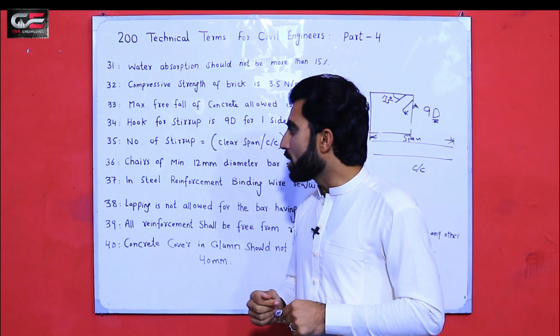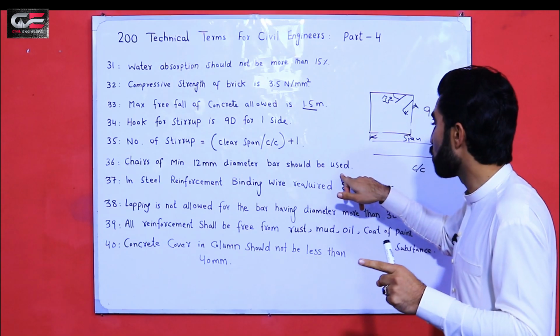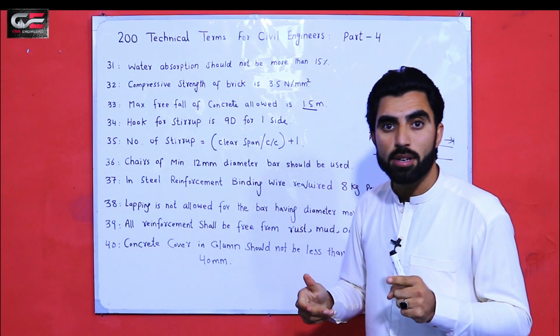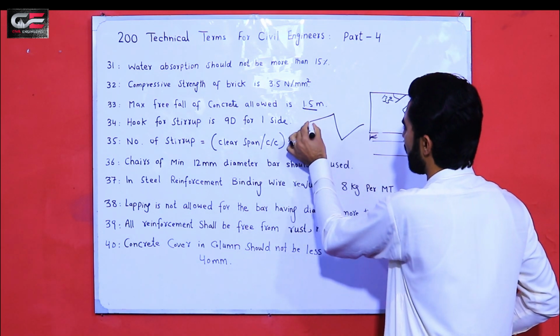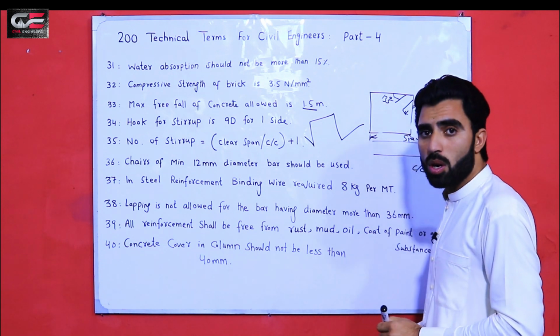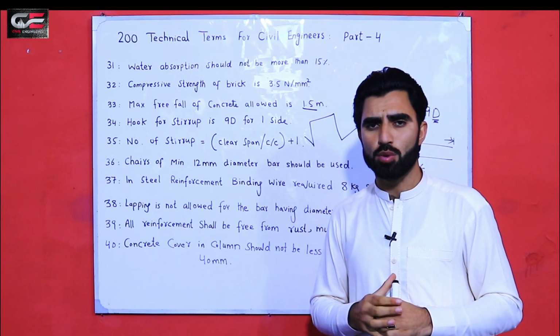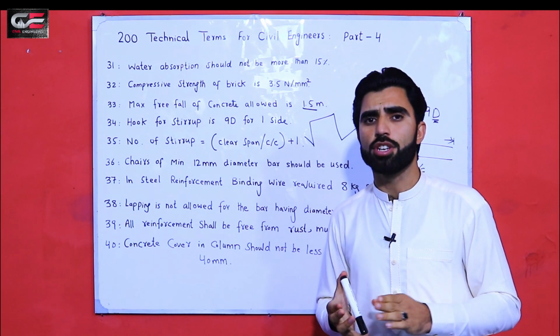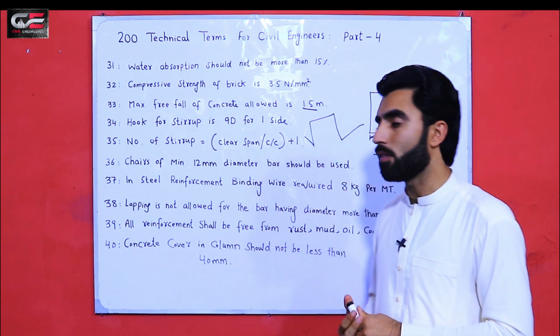Tip number 36, chairs of minimum 12 millimeter diameter bar should be used. You can see the picture of a chair here, like this is a chair. To separate one mesh from another we can also use chairs, steel chairs in the case of foundation, especially in raft foundation.